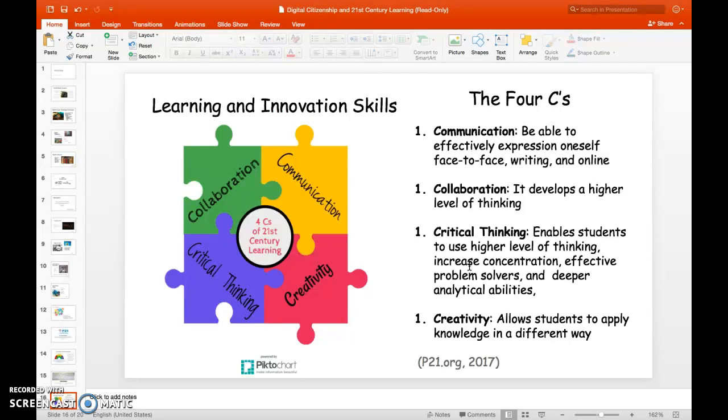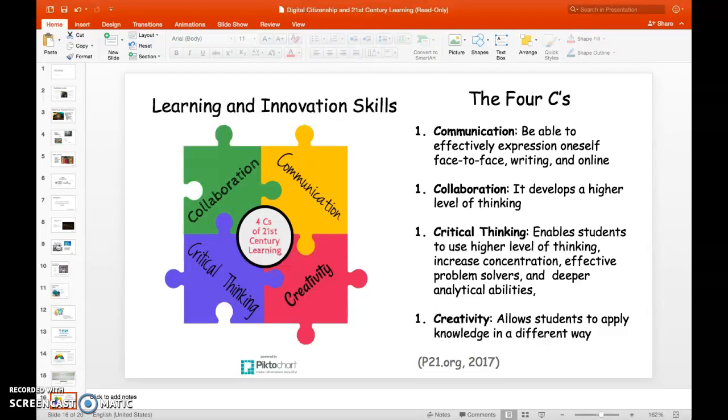The focus is on communication, collaboration, critical thinking, and creativity. These components are more important now than ever. Learners must be able to effectively express themselves face-to-face, in writing, and online. Individuals must be able to effectively collaborate with others to develop a higher level of thinking, develop social skills, and develop skills to work with a team, which will be required in all of their future careers. Very few careers are independent.